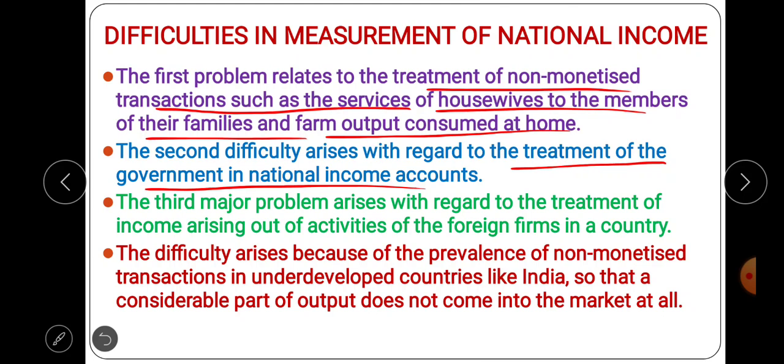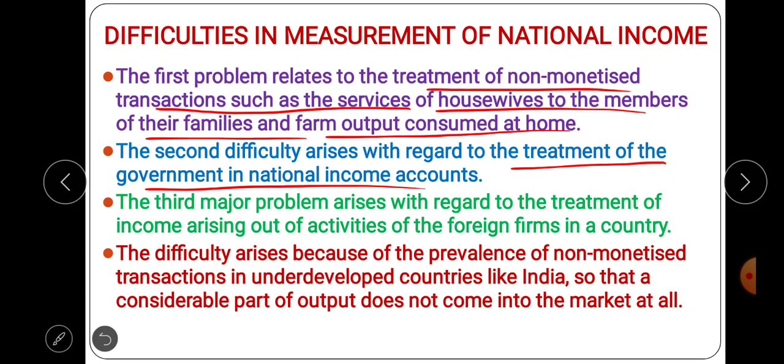Okay. So, on this point, the general viewpoint is that so far as the administrative functions of the government like justice, administration and defense are concerned, they should be treated as giving rise to the final consumption of such services by the community as a whole, so that the contribution of general government activities will be equal to the amount of wages and salaries paid by the government. Okay. This one is the second difficulty.